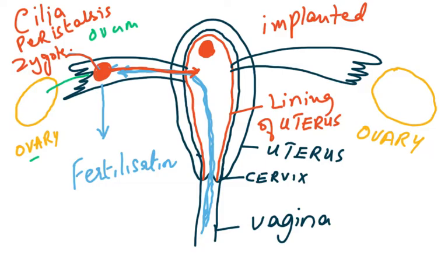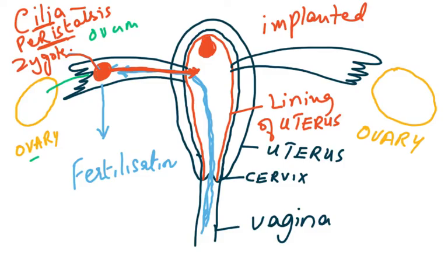The sperms have a tail, which we discussed in the last video, so they can travel, but the ovum cannot travel. So the ovum has to be pushed by the cilia in the oviduct and by the peristalsis, by the muscles in the wall of the oviduct. So these two things are going to ensure that this moves here towards the uterus and then implants in the uterus lining.